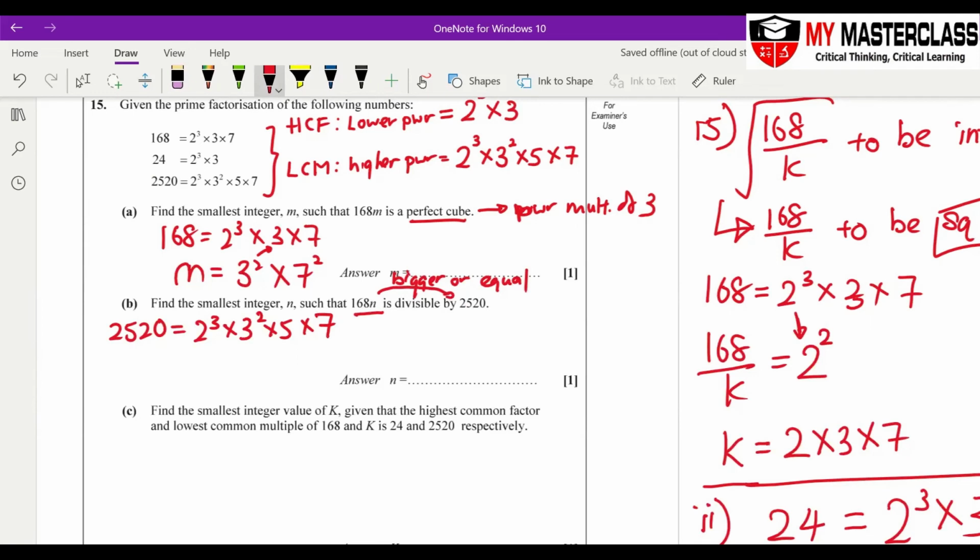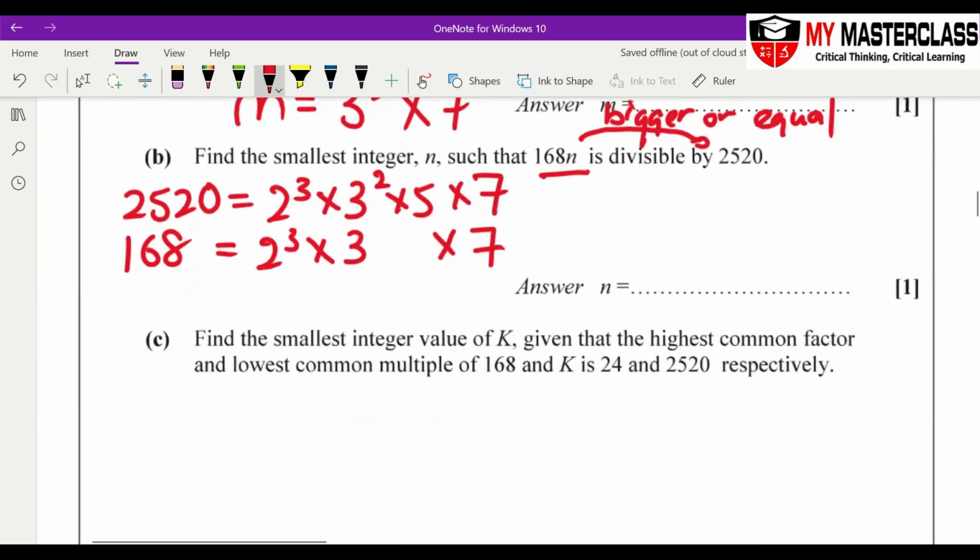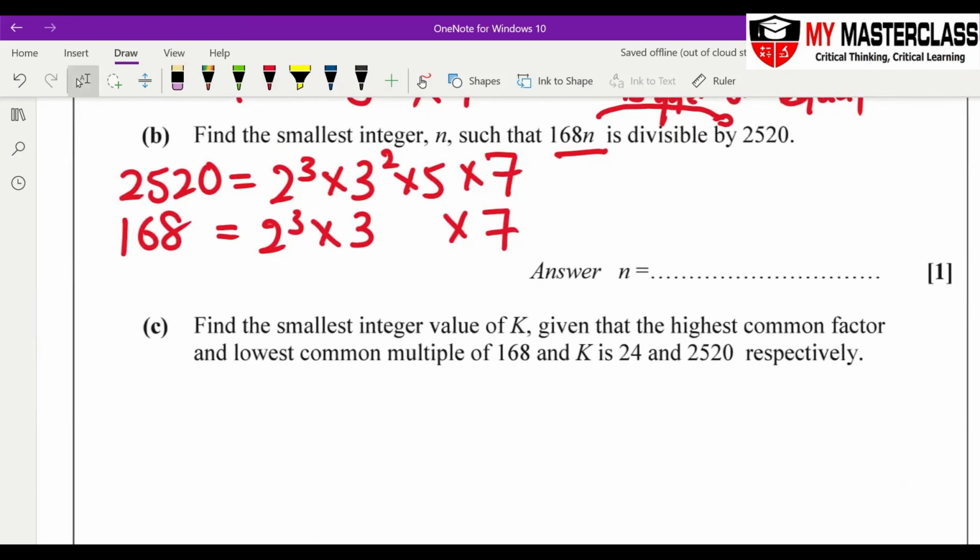Then the next one, I want 168n. 168, I write down beside. Don't worry, 2 power 3 times 3. You see, I purposely write the times 7 over here. Now, 168n must be bigger than 2520. Maybe I do it in smaller steps. 168n must be equal to 2 power 3 and 2 power 3, are they the same already? Yes. Don't need to change anything. But this 3 is smaller than in 2520, so it must be at least 3 squared.